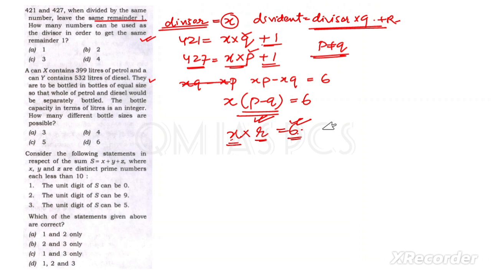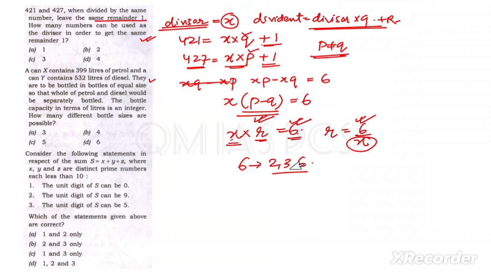Can we write this like r is equal to 6 by x? So x is a factor of 6. Clear? So we have to find the values of x. So we have to find the factors of 6. So factors of 6 are 2, 3 and what? 6 itself.